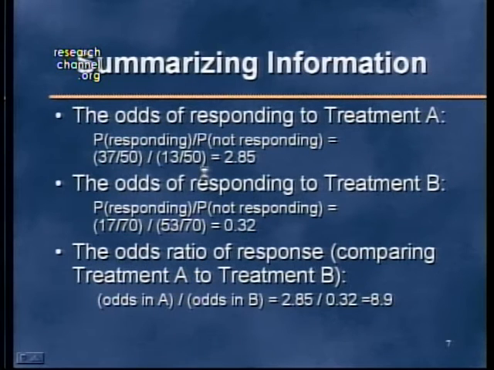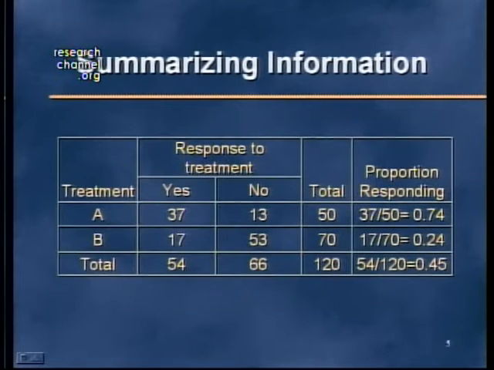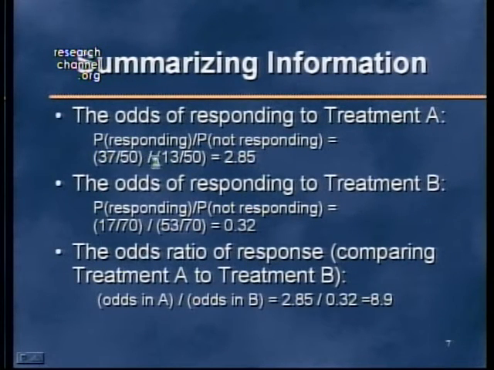13 out of 50. Let me take you back to the table. So 37 out of 50 responded, 13 out of 50 did not respond. And by definition, we could consider the odds to be 2.85. So the odds of response in treatment group A is 2.85. Similarly, we could look at the odds of response in treatment B by taking the probability of responding, which was 17 out of 70, divided by the probability of not responding, and we would get 0.32.